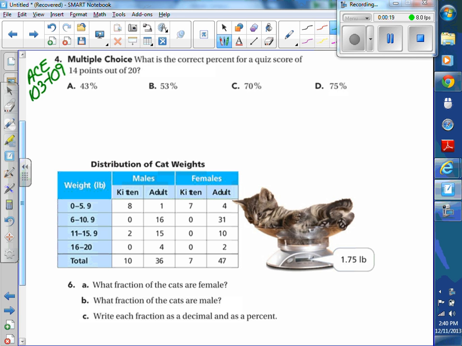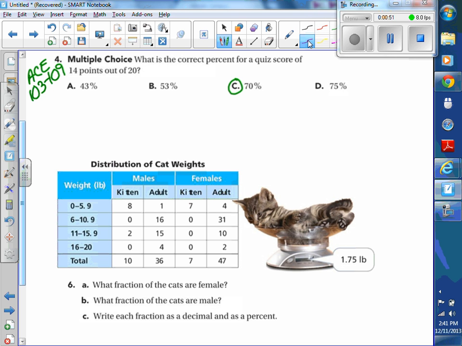So Haley, what did you do for number 4? What's the correct percent? The correct percent is B. So raise your hand if you agree with Haley. She got B. Okay, Haley, tell me how you did it. I got C. Yeah, so did I. I thought you just said B. Raise your hand if you agree with C. Okay, tell me how you did it. Lots of people agree with you.